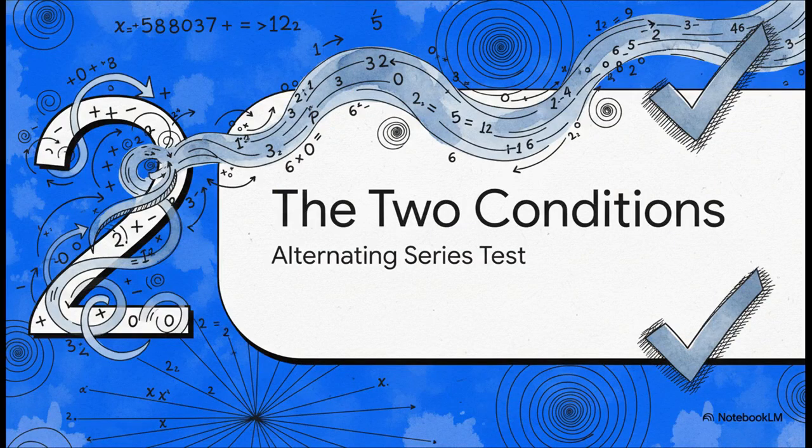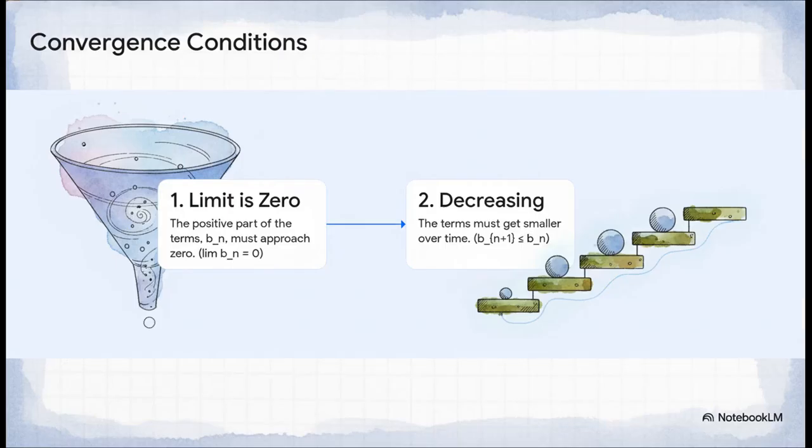And this brings us to the test itself. And honestly, it's kind of beautiful because it all boils down to just two incredibly simple conditions. So here's the deal. For an alternating series to converge, its positive part, our b sub n, just has to pass this two-part checklist. First, as you see in step 1, the terms themselves have to eventually shrink down to nothing. Their limit has to be 0. And second, step 2, the terms have to be consistently getting smaller. Each new term has to be smaller than, or at the very least equal to, the one right before it. If you can check both of those boxes, the series converges. That's it. It's that simple.